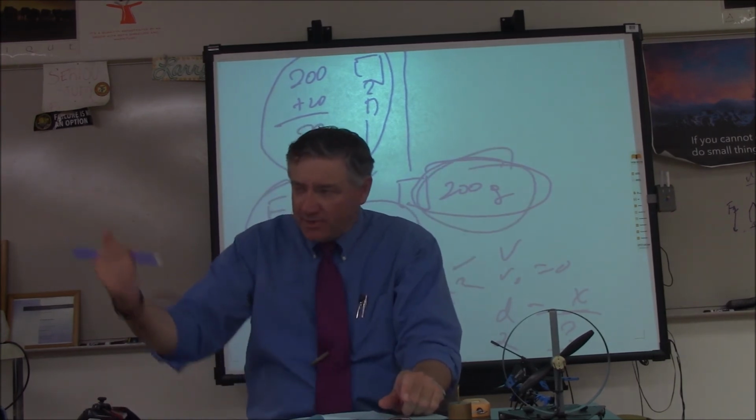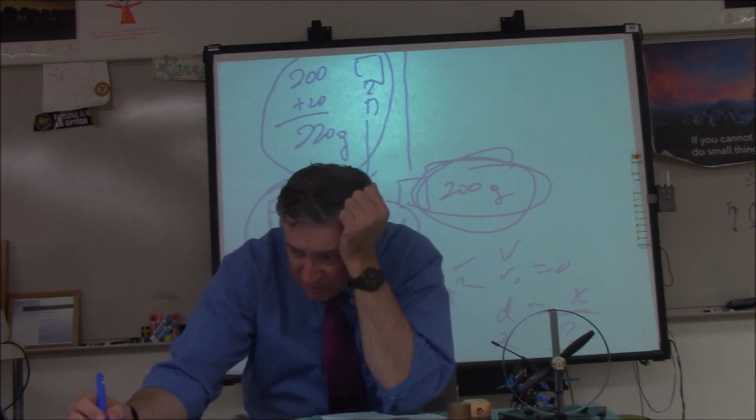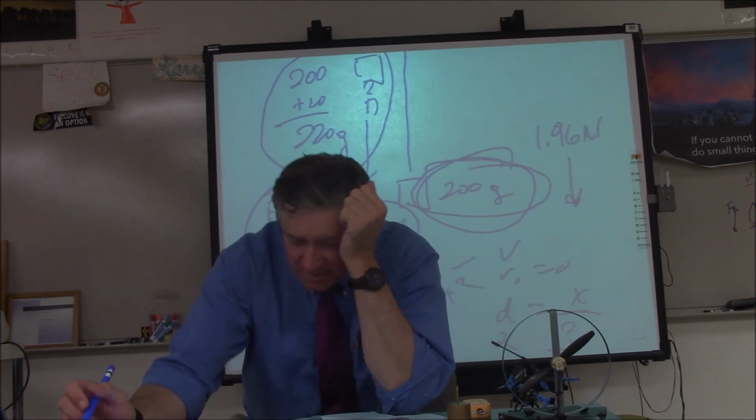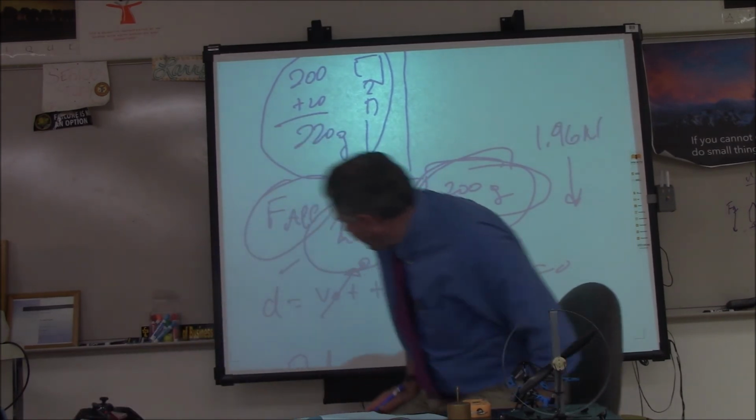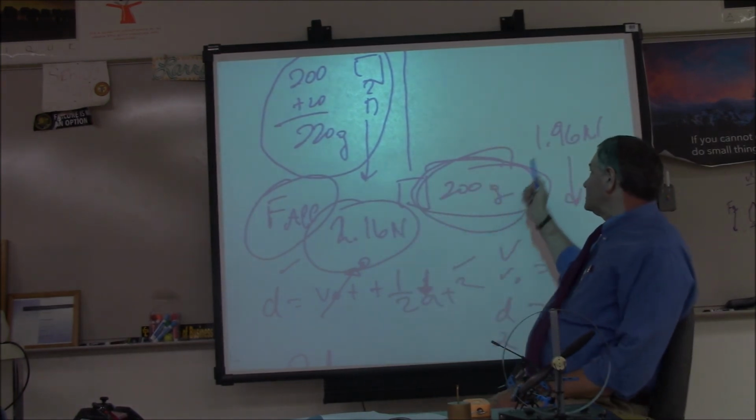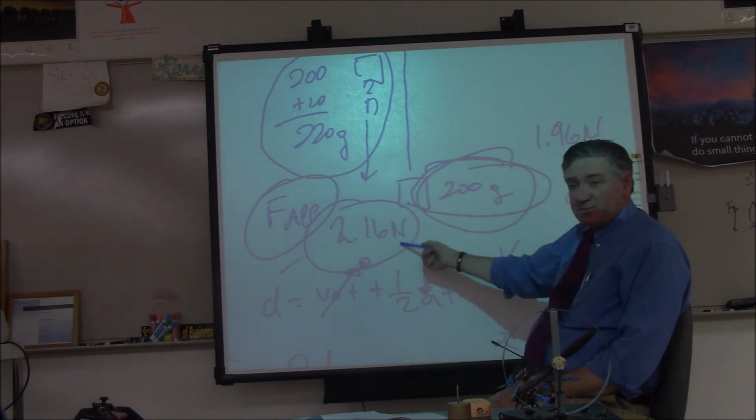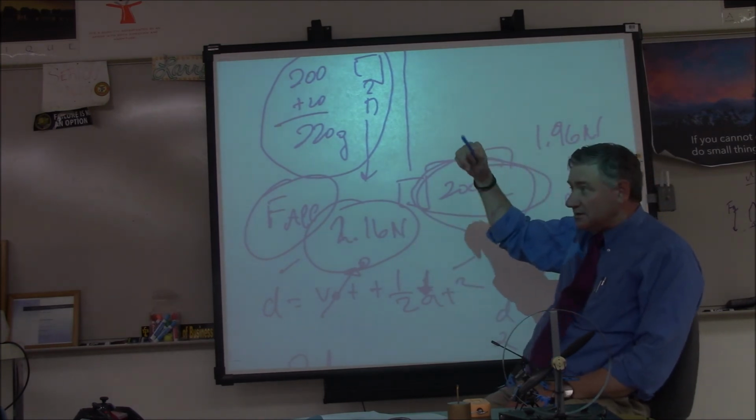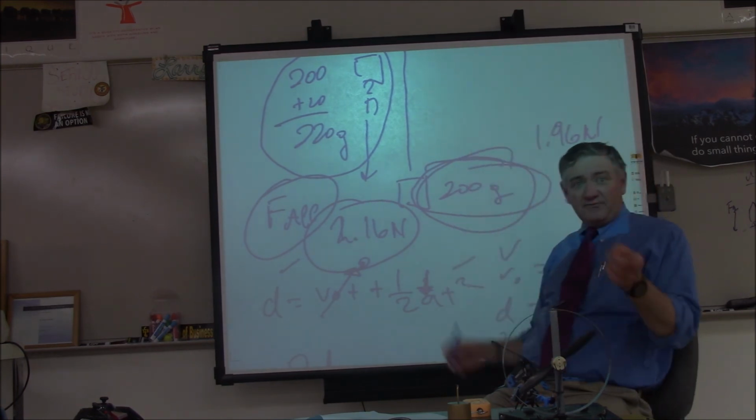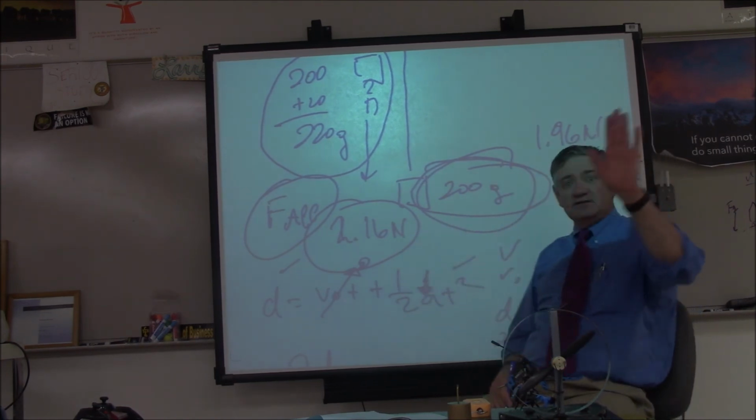We're going to make the 200 gram the opposing force. So if we take 0.2 times 9.8, we get 1.96, I believe. Yes. Okay, so this is what we're going to call the applied force, 2.16. This is going to be the opposing force of 1.96 newtons. So the difference between those two is your net force, right? Okay, so you can take 2.16 minus 1.96, there's your net force.